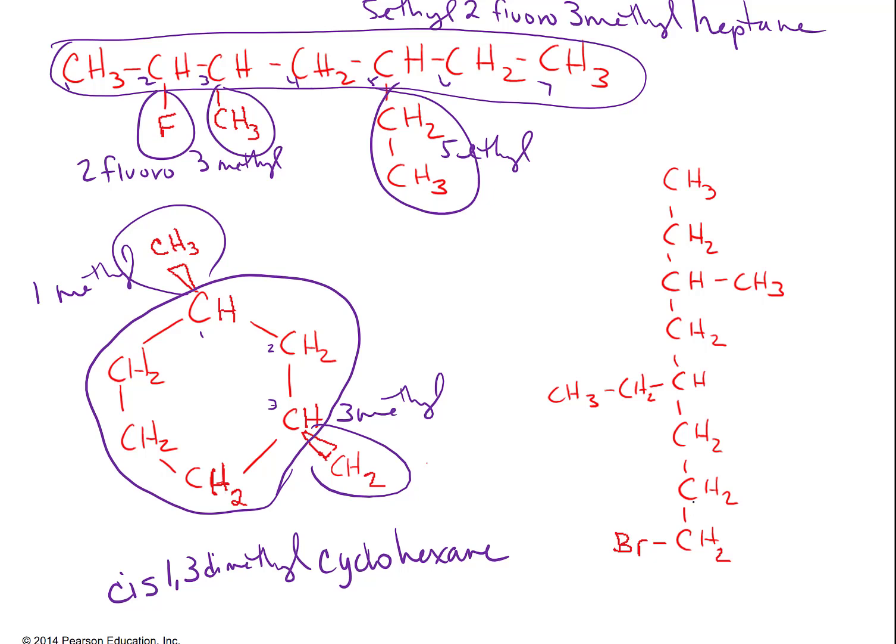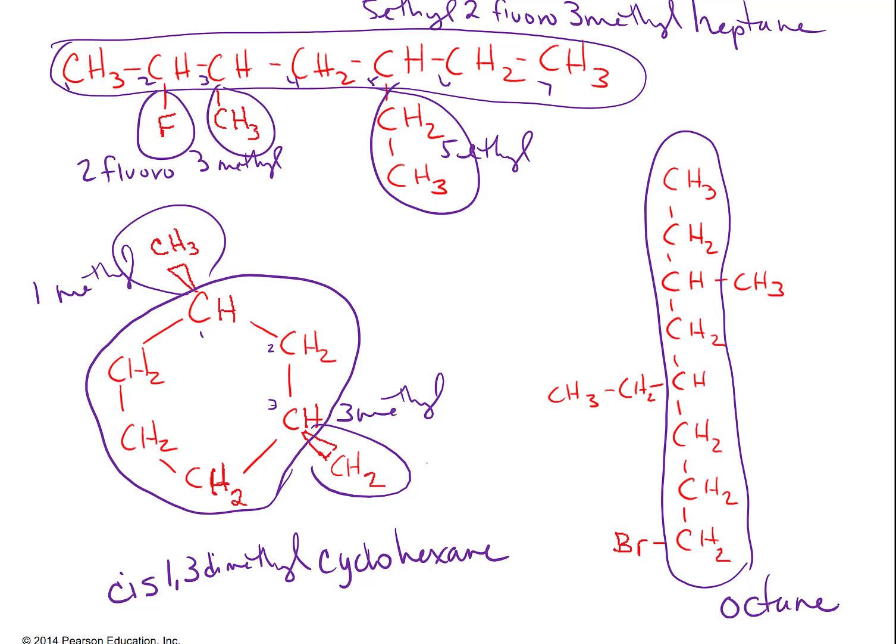This one, counting down, the longest carbon chain looks to be the one straight down. 1, 2, 3, 4, 5, 6, 7, 8. So that makes this an octane. That's the last name that goes down first. Then just list each of these groups that are hanging off. So I have a methyl, I have an ethyl, and I have a bromo. Methyl, ethyl, and a bromo.